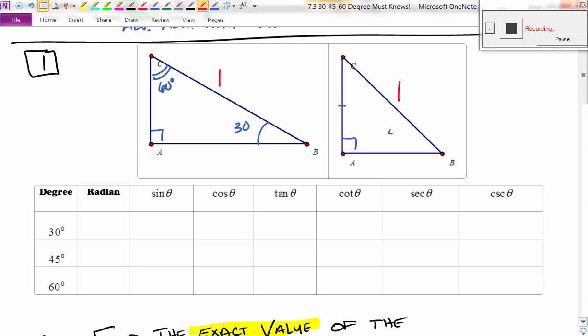Now, remember your geometry. If the hypotenuse is 1 unit long in a 30, 60, 90 right triangle, how do you get to the shorter side? 1/2 of 1, which would be a half. Very good. I'm so glad you guys remember that. Now, how do you get to the longer side? 1/2 of rad 3, which is rad 3 over 2.